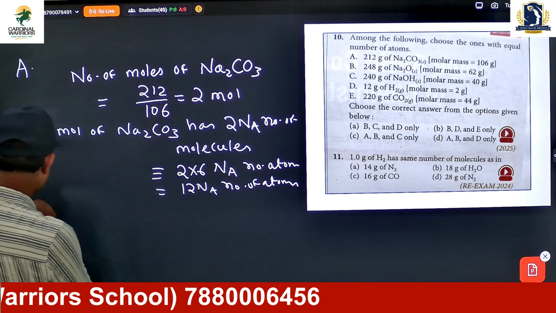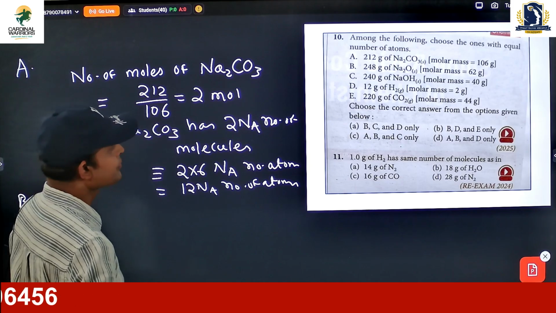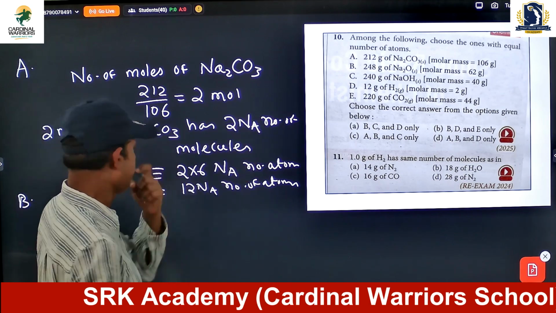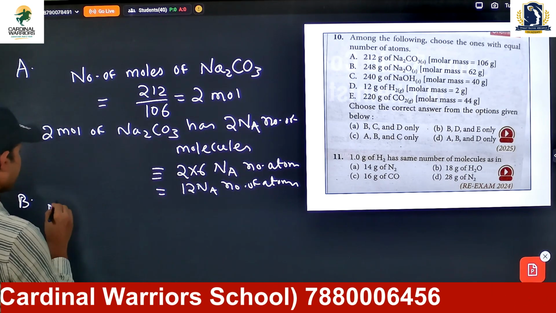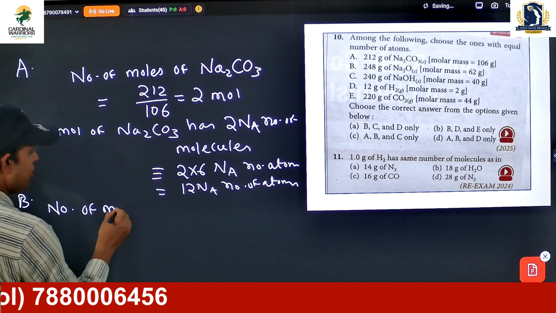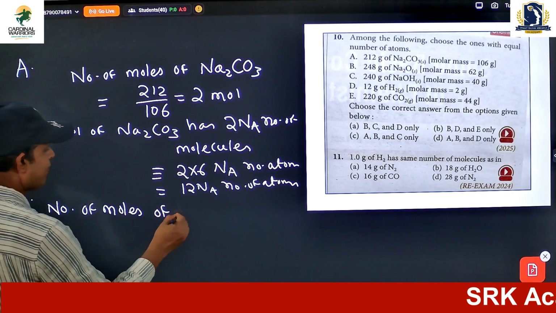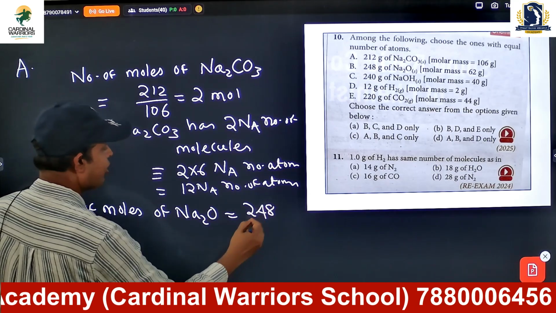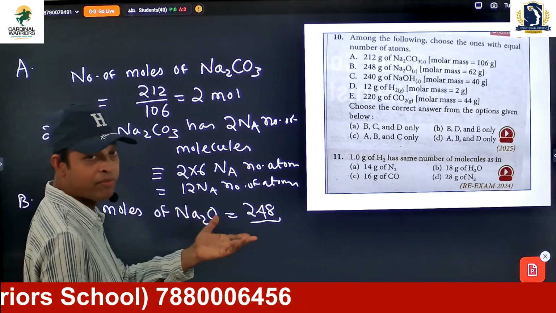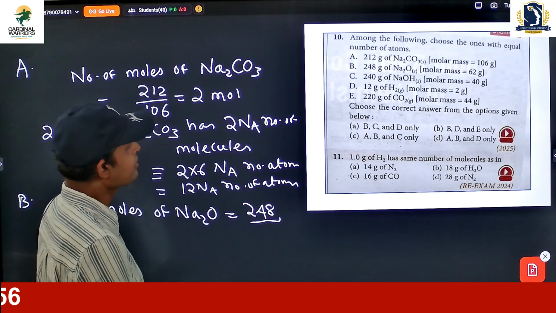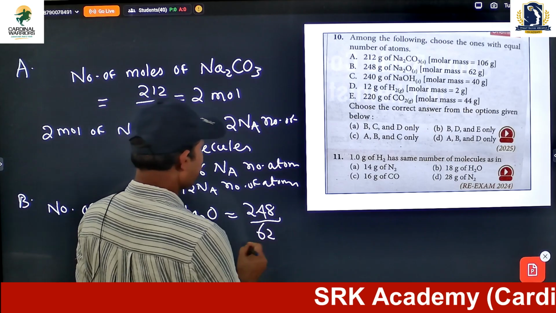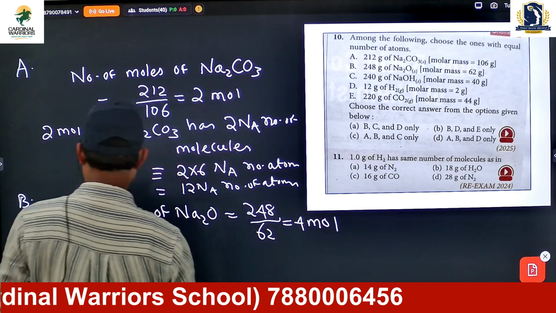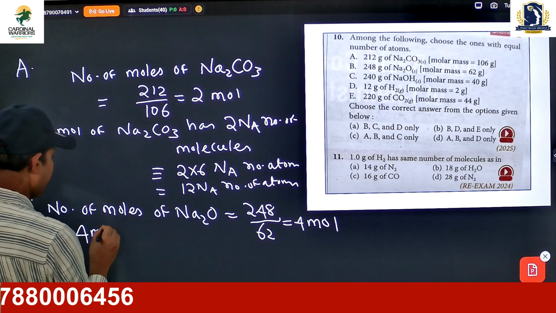Similarly, in B, what is given? 248 gram of sodium oxide. So first you find the number of moles of sodium oxide. Given mass is 248 and molecular mass is how many? Its molecular mass is 62. So it becomes 4 mole of sodium oxide.